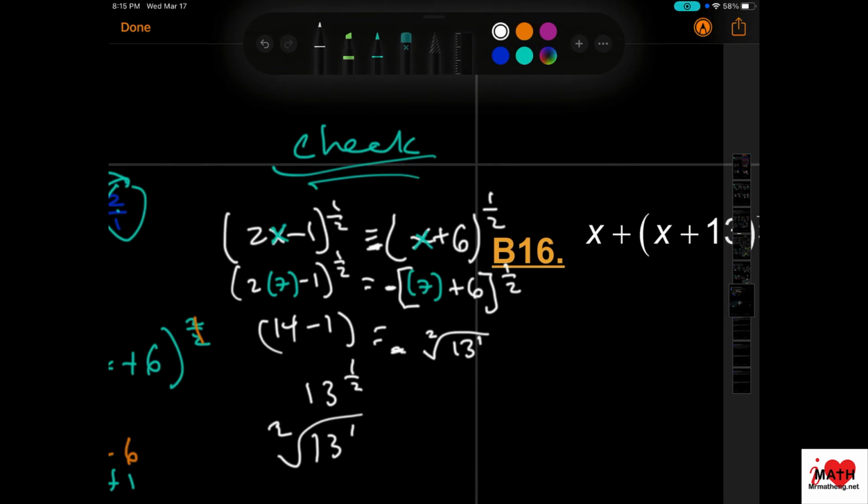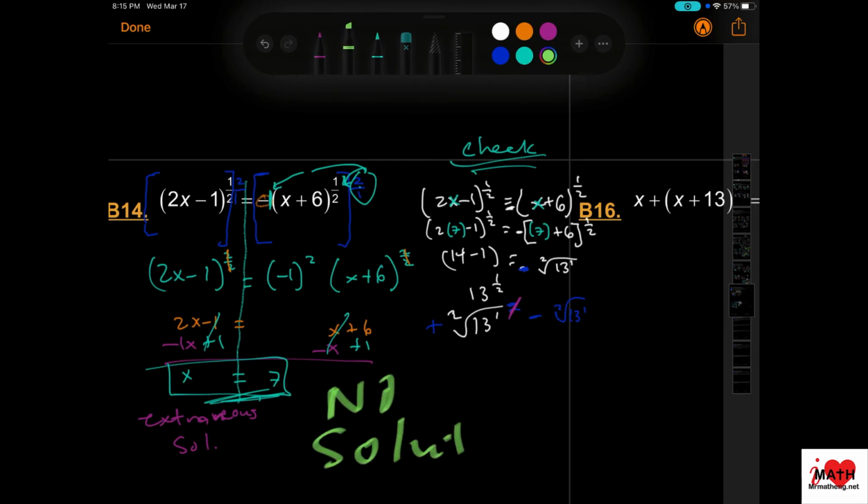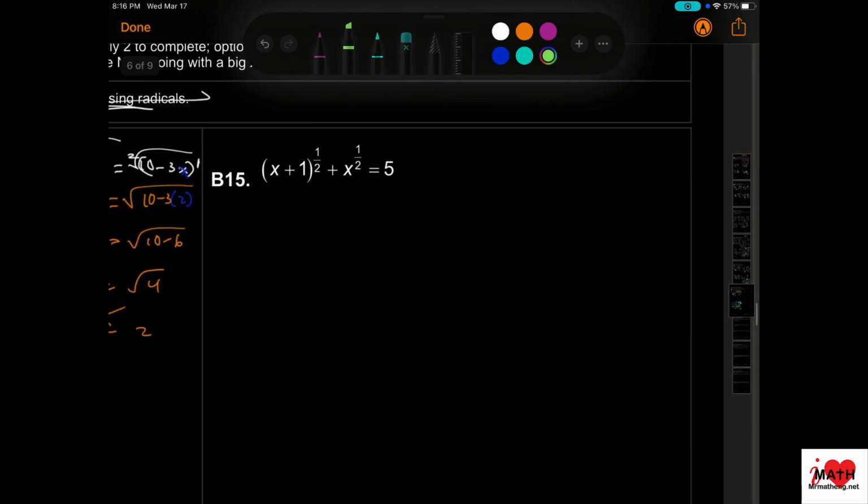But the big idea in this one is that it's what? Negative. And this one is positive. So are those equal? They are not equal. Okay, so this one is an extraneous solution. Now, this is the only solution I have, so it is a no solution, because no solution actually makes the statement true. Okay, let's try B15.